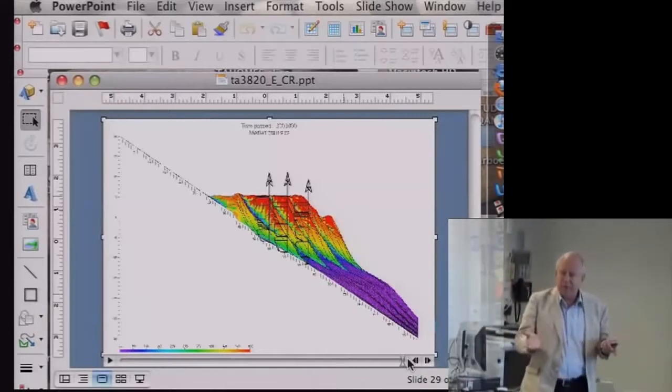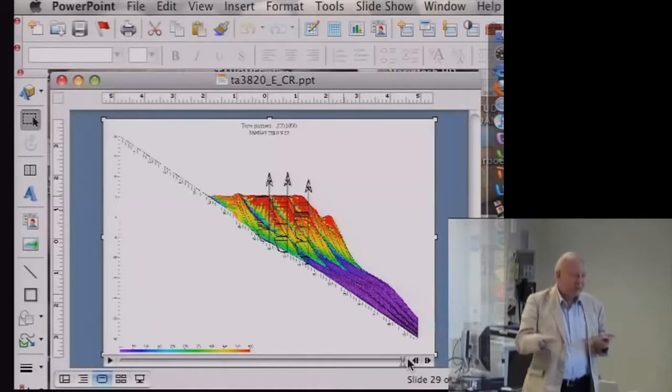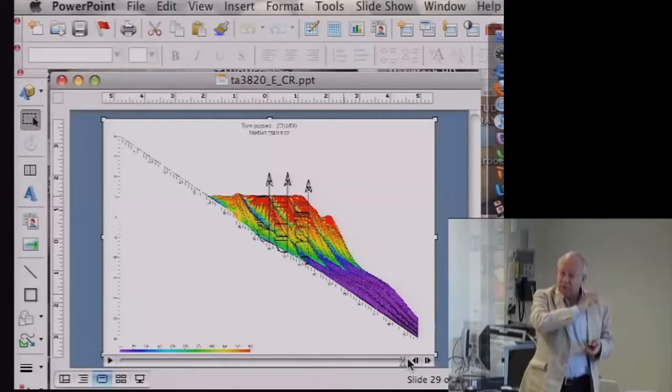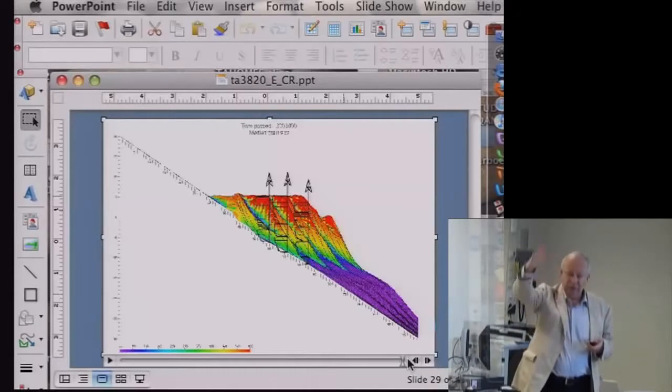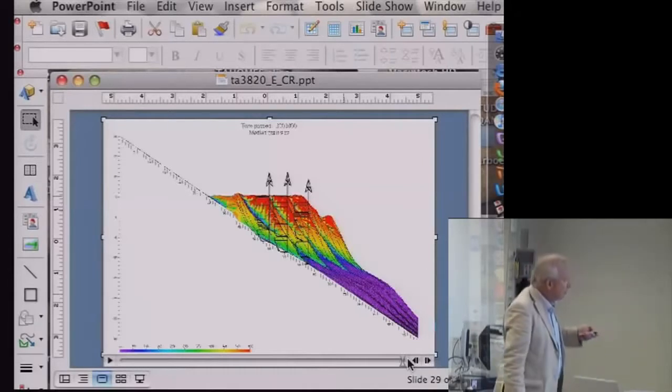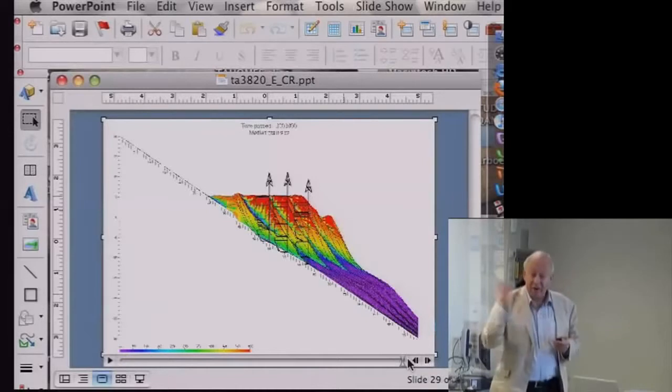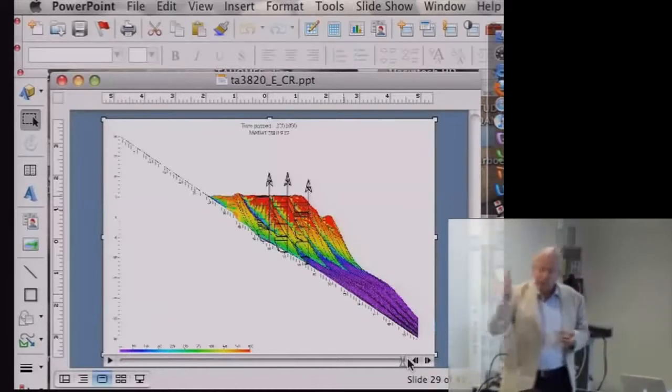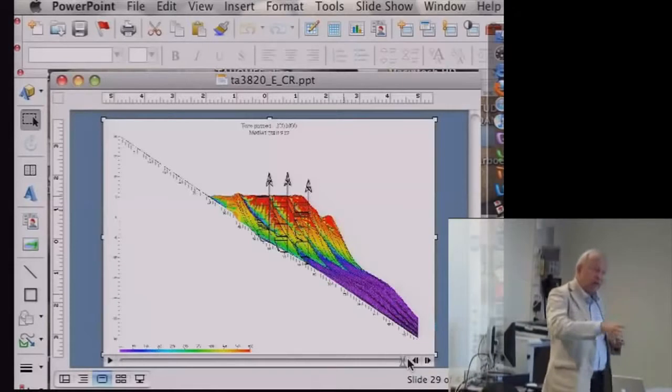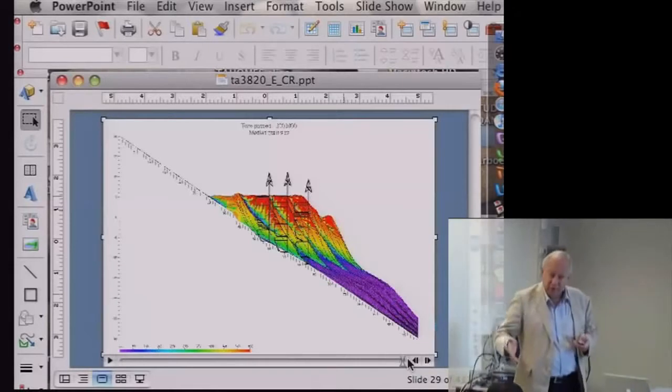Why is that important? Why do I bother you with this? I'm just wasting your morning time or what? No, because these are reservoir units and they are separated by finer grained material, and those are flow barriers. So you better understand what the internal architecture of this reservoir is.